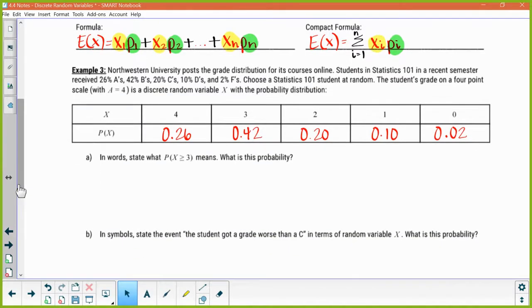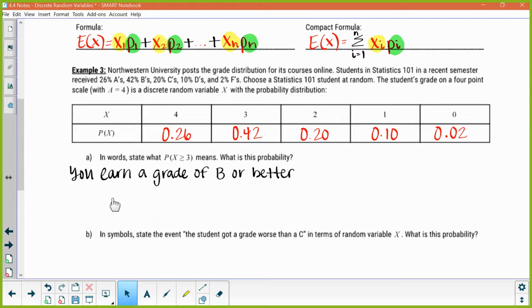And now in words, we're going to state what the probability of X being greater than or equal to 3 means. It's important because they will sometimes give you symbols and you have to interpret it in context. So you want to make sure you know exactly what they're asking for. If I want P of X greater than or equal to 3, what's the probability of you earning a grade of B, because 3 is equivalent to B, or better? Or you could even say, what's the probability of earning an A or a B?